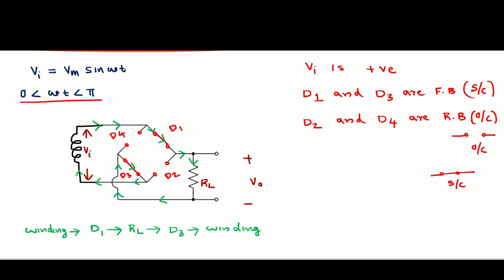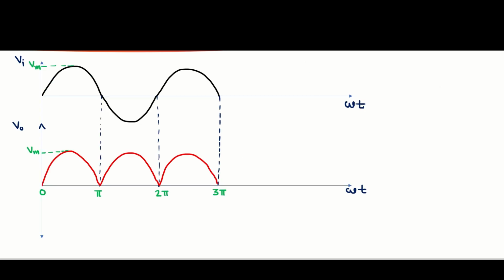Okay, so here D1 and D3 are in forward bias mode, and D2 and D4 are in reverse bias mode, and the current flows like that: winding, D1, RL, D3 and winding. Okay, and next we are going to see the second half cycle. Before going to the second half cycle, that means pi to 2 pi, look at this output waveform. When omega t is from 0 to pi, the input voltage Vi is a positive half cycle, and the same shape, a positive half cycle voltage, is developed across the load resistor also. So the input and output waveforms have the same shape, a positive half cycle. This is 0 to pi.